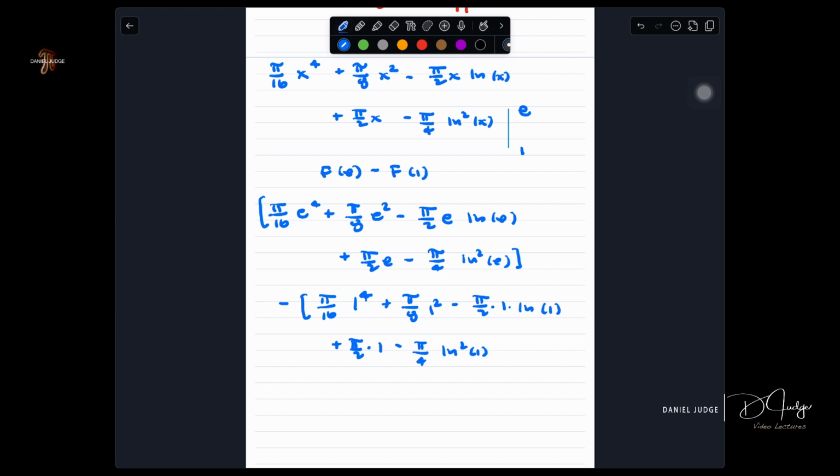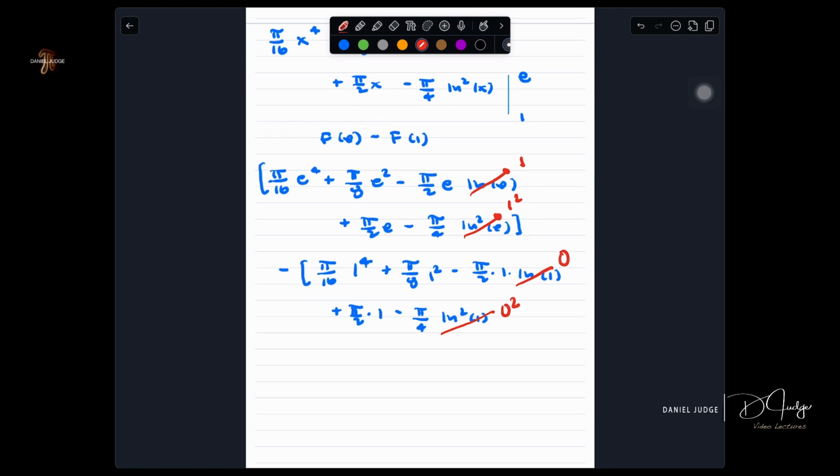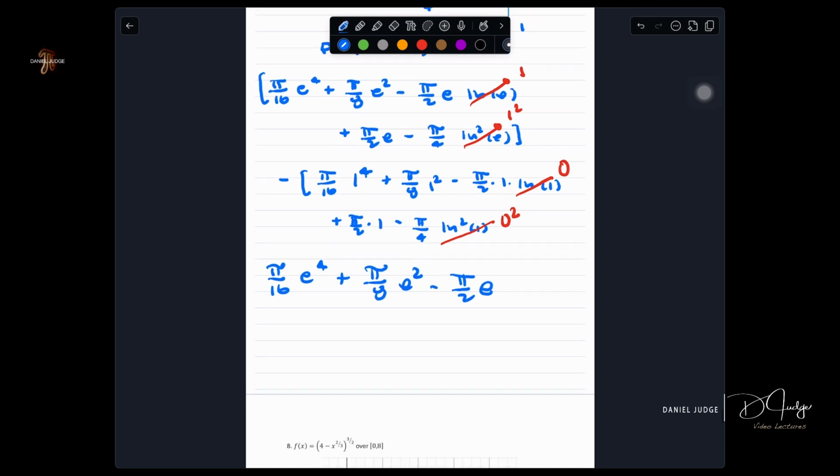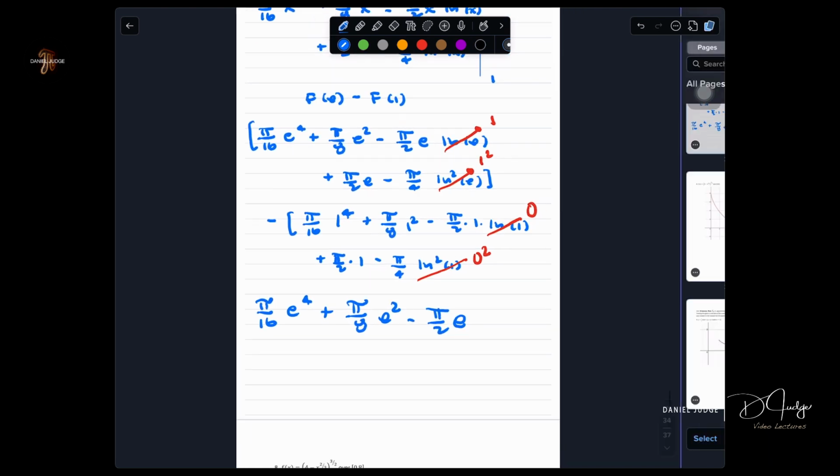Let's do a little bit of work here. Natural log e is 1. So this would be 1 squared, which is 1. Natural log 1 is 0. This would be 0 squared, which is 0. So I'm going to scroll out here, see if we can write things out a little clearer. Pi over 16, e to the 4th, plus pi over 8 e squared, minus pi over 2 times e. We might need another page.